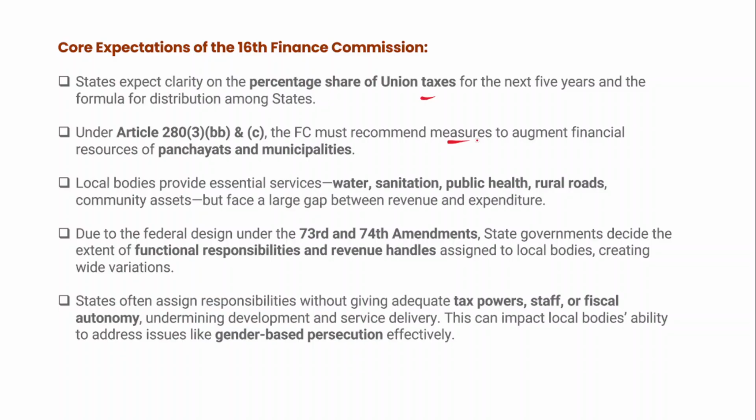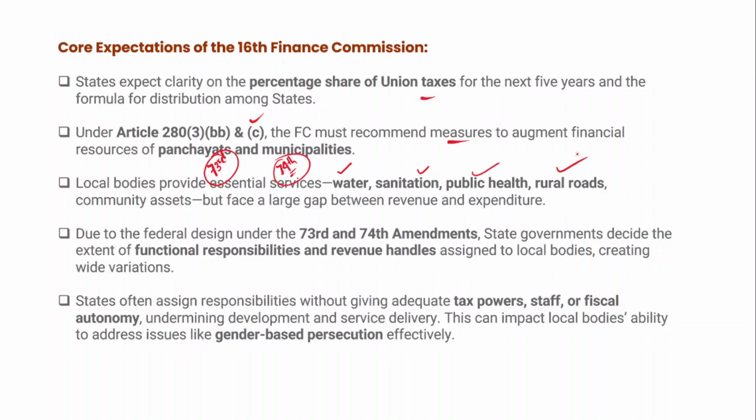So apart from distribution of tax revenue between the union government and state governments, the Finance Commission is also given the responsibility to recommend measures to augment the financial resources of both panchayats and municipalities, which have been constituted under the 73rd and 74th Constitutional Amendment Acts. We need to understand one thing here: these local bodies provide essential services such as water, sanitation, public health, and even rural roads. So all these services are provided to the people at the rural level.